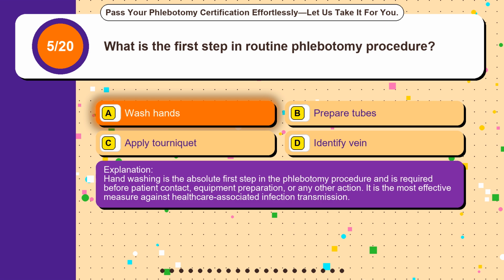Hand washing is the absolute first step in the phlebotomy procedure and is required before patient contact, equipment preparation, or any other action. It is the most effective measure against healthcare-associated infection transmission.